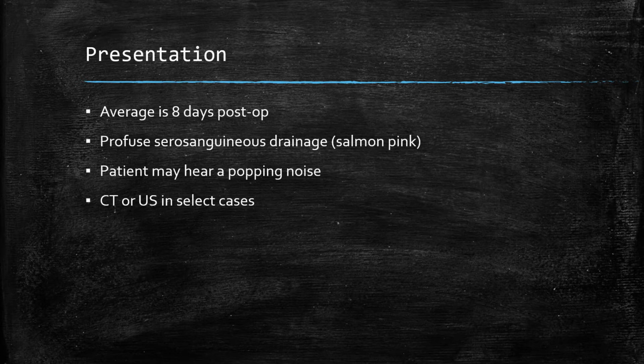Abdominal dehiscences typically occur on postoperative day 8 or so. The patient will usually report profuse drainage from the wound, and it's classically described as salmon pink. Sometimes the patient may report that they heard a popping noise when they tried to get out of bed or after they coughed or sneezed. The diagnosis is usually straightforwardly made clinically, but sometimes a CT or ultrasound can be useful, especially if the patient has a large abdominal wall.